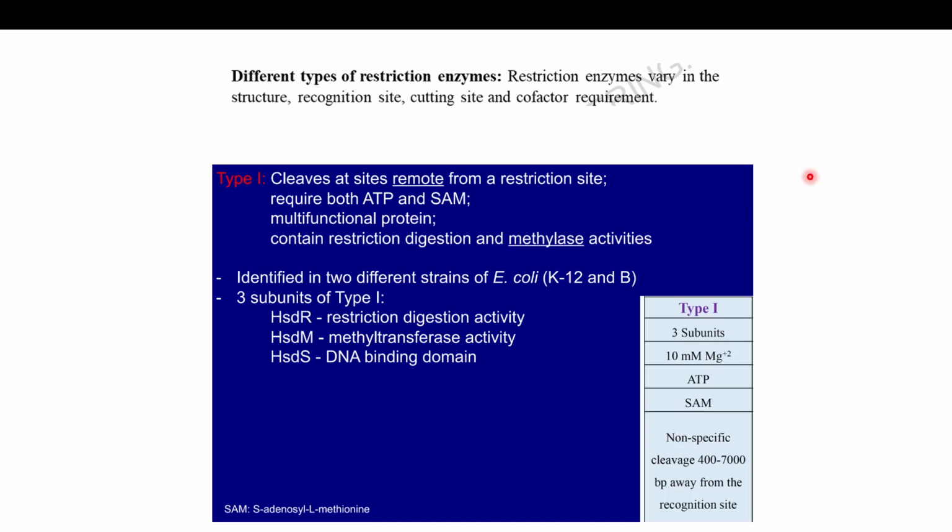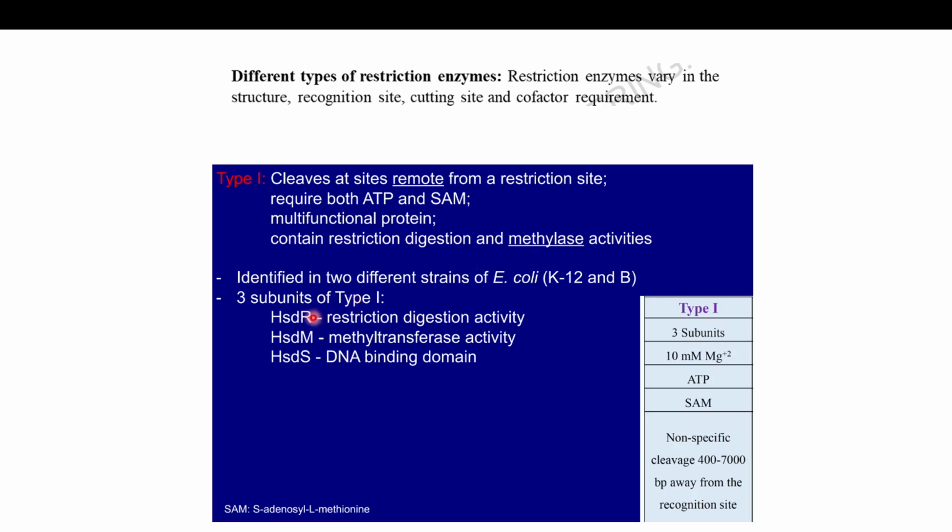Now let us go through the different kinds of restriction enzymes. Restriction enzymes vary in structure, recognition site, where exactly they cut the nucleotide sequence, and what cofactor is required. Type 1 cleaves at sites remote from its restriction site, and it requires both ATP and SAM, and it is a multifunctional protein. How? Because it shows restriction digestion as well as methylase activity.